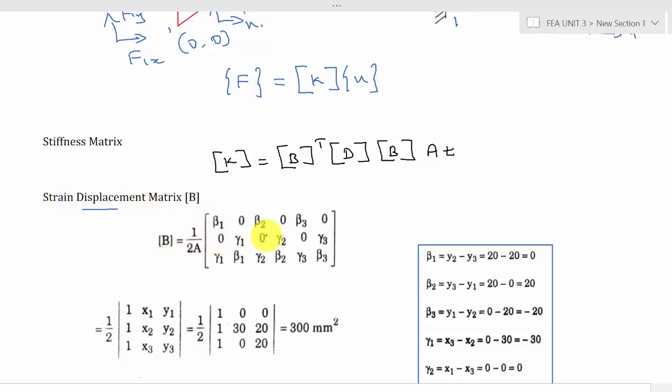So here I have written the equation. Here B1 is equal to Y2 minus Y3. As I told you earlier, it is 1, 2, 3, 2, 3, 1, 3, 1, 2. I know the values of Y1, Y2, Y3, so I can calculate the values of beta 1, beta 2 and beta 3.